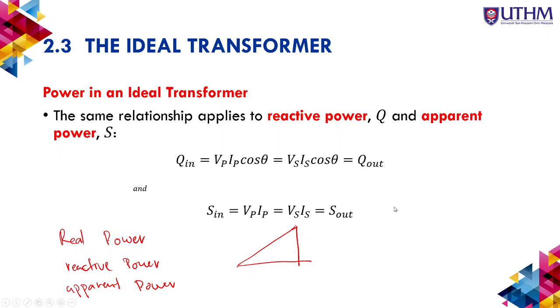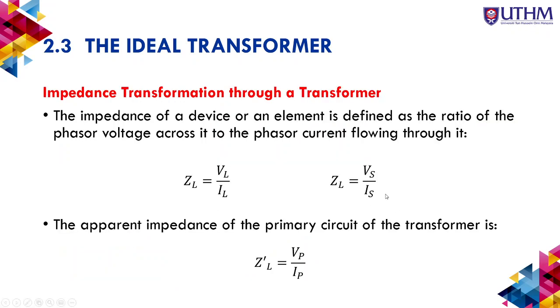Then we want to see the voltage and the current. Now we want to see the impedance, its transformation through a transformer. Impedance is like a resistor, resistance.